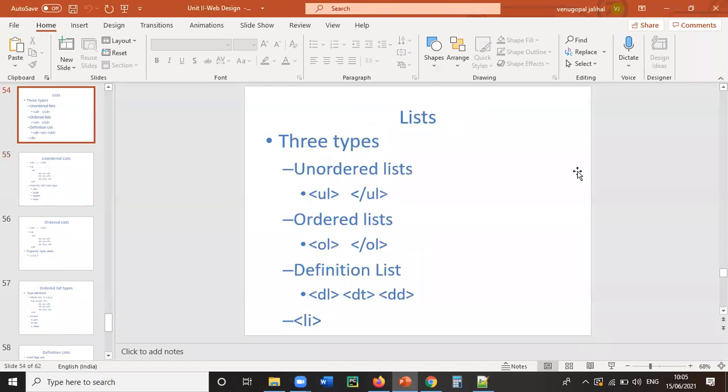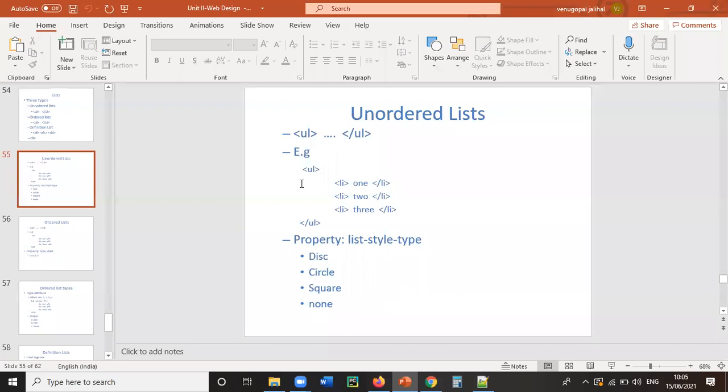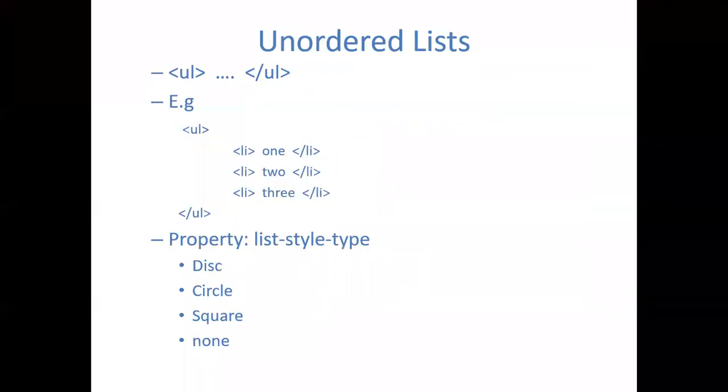Yes, sir. Okay, so I'll just come back from the starting. Three types: unordered list, ordered list, and then the definition lists. So for the unordered list, as you can see, we use the UL tag, and then we use the LI tag for entering the elements. Then you have the property which can be used with the style attribute. So list-style-type is the property. It has to be used with the style attribute. The values for list-style-type are disc, circle, square, and none. The contents of the list will be displayed as per this.